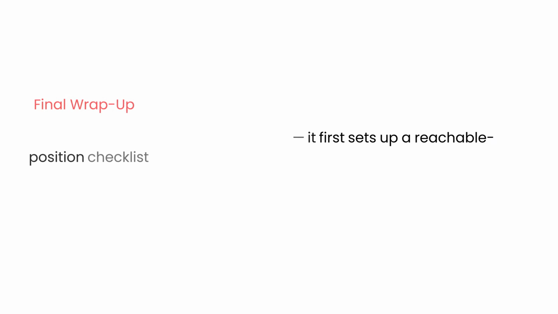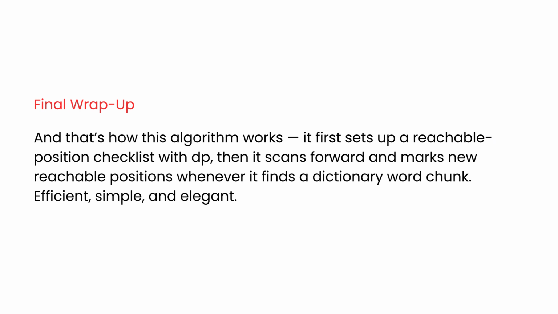Final wrap-up. And that's how this algorithm works. It first sets up a reachable position checklist with dp. Then it scans forward and marks new reachable positions whenever it finds a dictionary word chunk. Efficient, simple, and elegant.